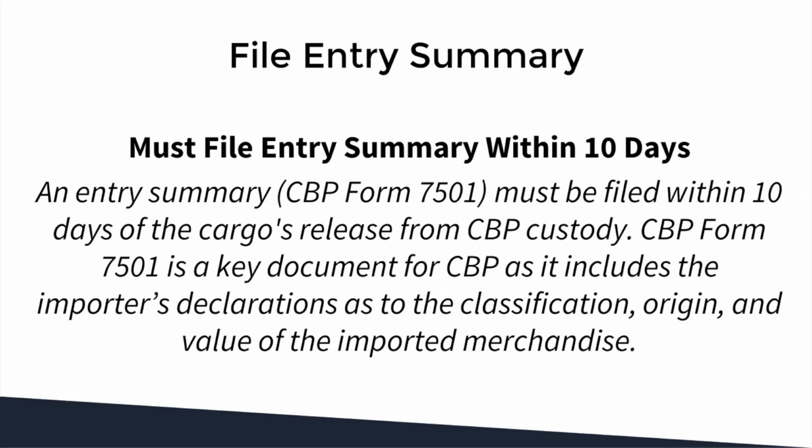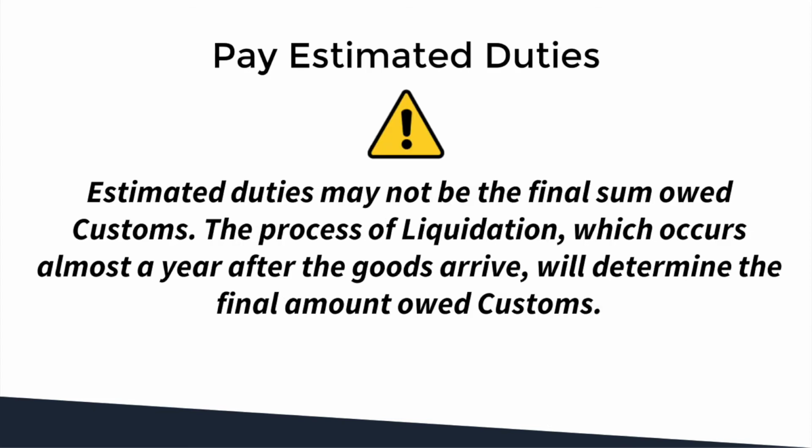Once the cargo release has been submitted and the goods have been released, you'll have 10 days to file your entry summary, also known as CBP Form 7501. This is a key document in the importing process as it includes the importer's declarations as to the classification, origin, and value of the imported merchandise. Finally, you need to pay the estimated duties due for the goods. These duties are paid along with the filing of your entry summary so that the two are filed together.